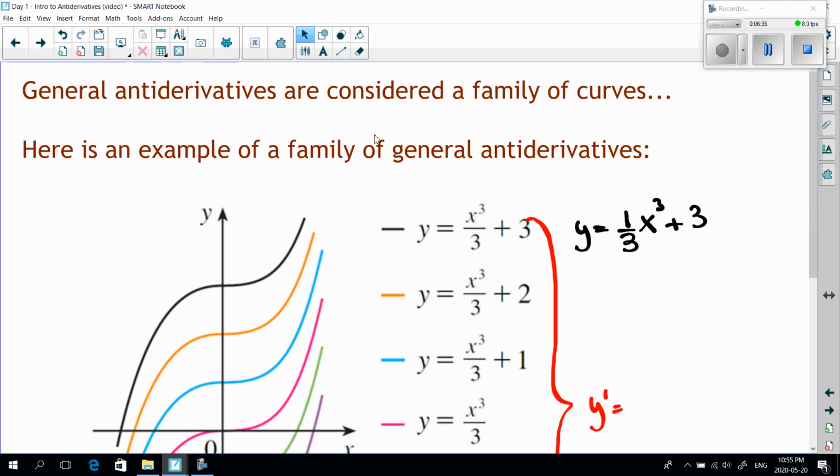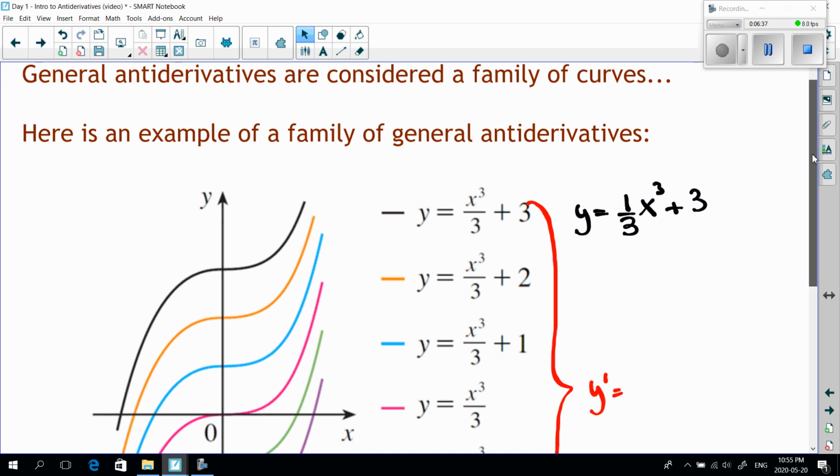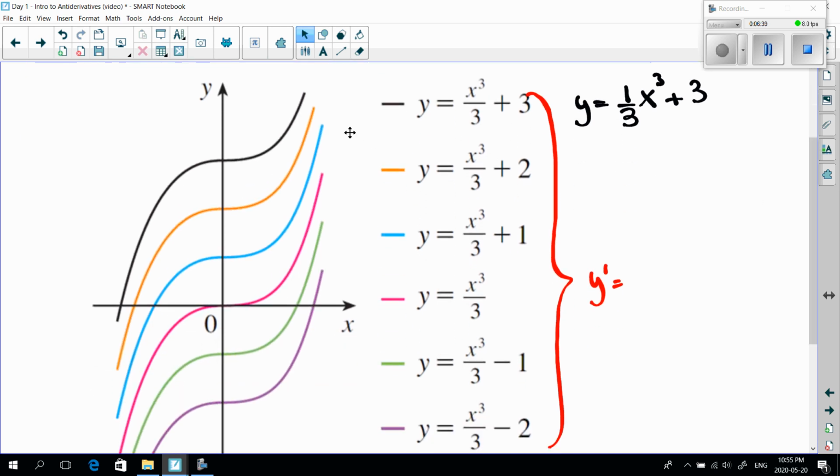All right. So here are a bunch of different curves. y equals x cubed over 3 plus 3, x cubed over 3 plus 2, x cubed over 3 plus 1. If I take the derivative of any of those curves, I would get the same thing.